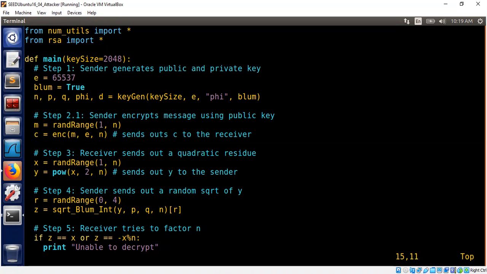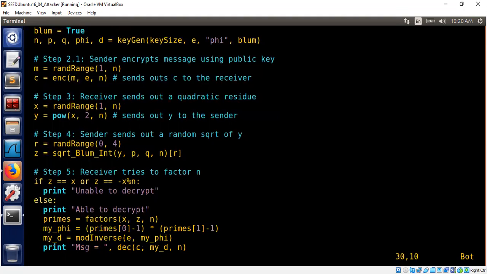The receiver, in this case Bob, generates a quadratic residue, right? y equal to x square mod n means y is a quadratic residue. The sender sends out a square root of y, meaning Alice is computing the square root of y. She can because she knows the prime factors of n, not Bob. And that's the z that I talked about on the whiteboard. Once she sends the z to Bob, Bob checks whether the z is x or minus x. Remember, z square is equal to x square if z is the square root of y.